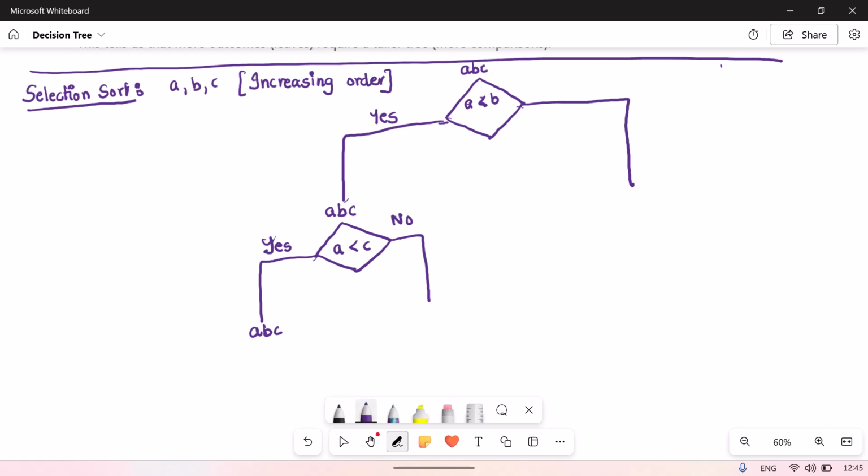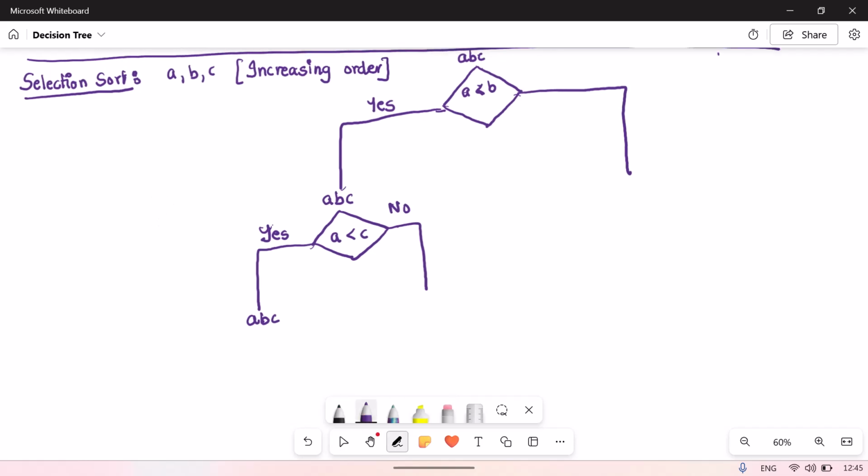Okay. Next, I know that A is less than C. Then again, I will compare. A has come to its correct position, right? A is compared with B. A is compared with C. So A has got its position. It's in the first place. But what about B and C? B should come either in the second position or in the third position. So in order to check for that condition, I will do this particular part, B less than C.